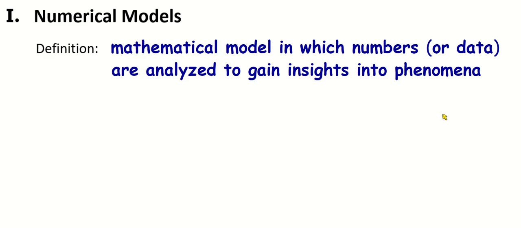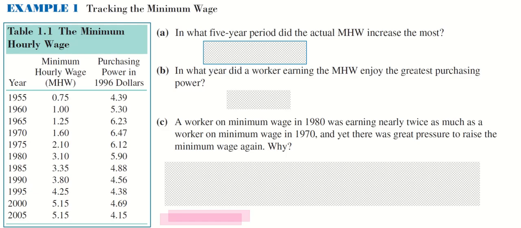Okay. So the first models we're looking at are numerical models. Just with numbers. Spoiler alert, it's going to be a lot of tables, like writing a table of ordered pairs of your two variables in the relationship. We're modeling that relationship with just numbers, with a table. Mathematical model in which numbers or data are analyzed to gain insights into phenomena. Moving on. Again, if you need to pause and go back, do it.